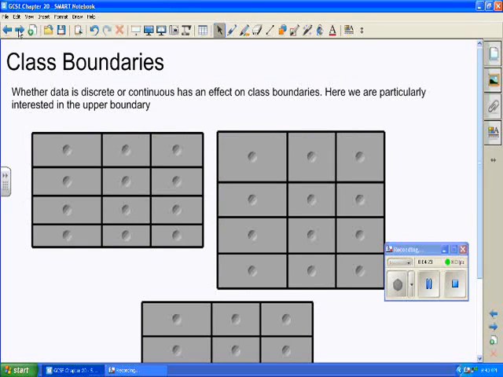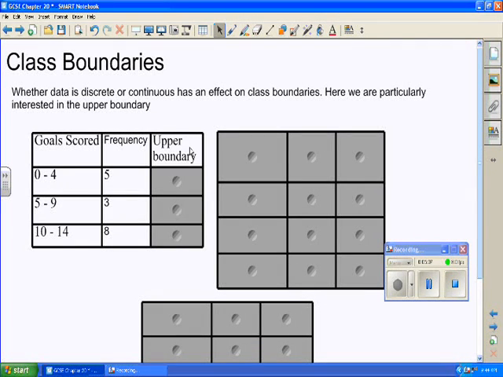One of the major topics in this is class boundaries. When we have our data, whether it's discrete or continuous, we have to consider what the class boundaries would be. In particular with this set of work, we're looking at what the upper class boundary would be. So if we have a look at our first table, this is the goal score table. You can see our classes are here, 0 to 4, 5 to 9, 10 to 14. Now, we look at this data and say, okay, this is discrete data because we can't get 5.2 goals. It's either a goal or it isn't.